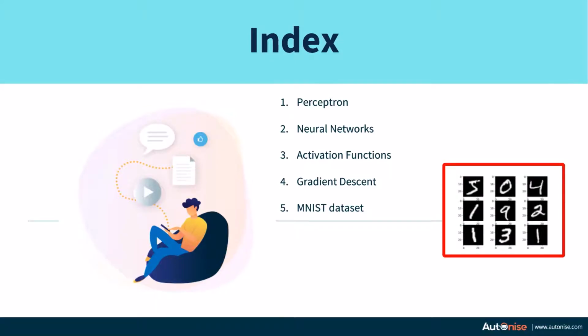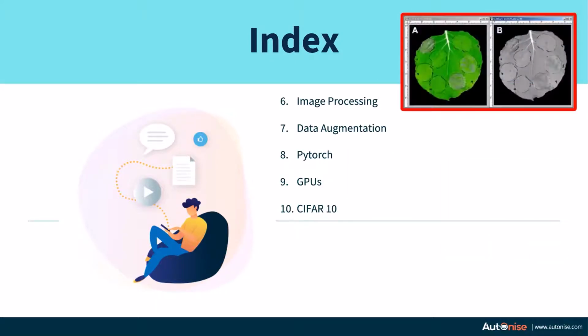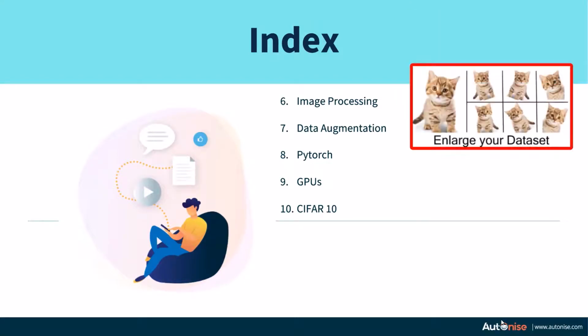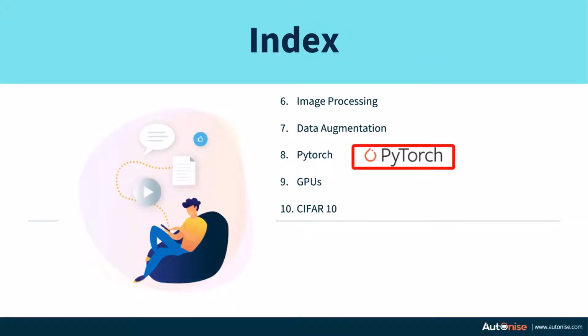After this is done, we'll have a look at what image processing is. Then we'll see how to artificially increase the size of your dataset using data augmentation. We'll have a look at an AutoML library, which is PyTorch.